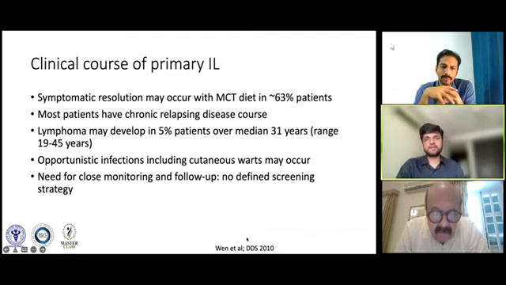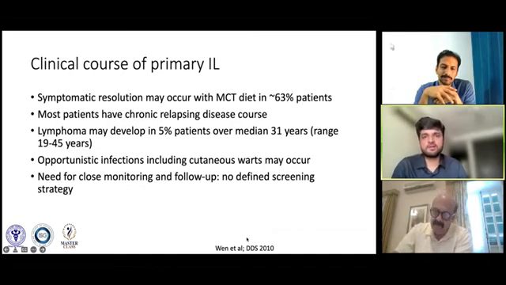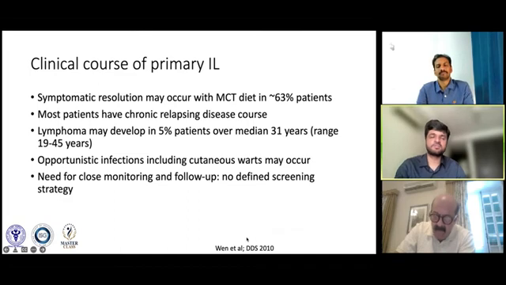so the clinical course of primary intestinal lymphangiectasia is again very variable, and up to 60% of patients may respond to dietary therapy alone, and a lot of patients may have a chronic relapsing disease course. A lot of disease associations have also been reported, and a lot of diseases may occur simultaneously in these patients.